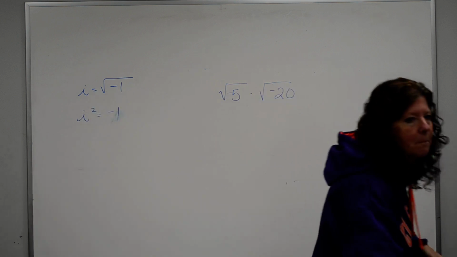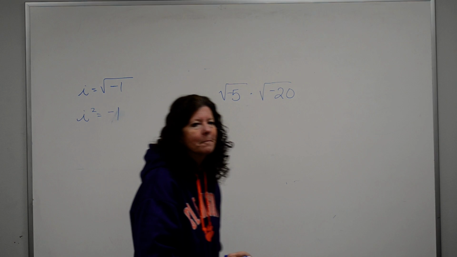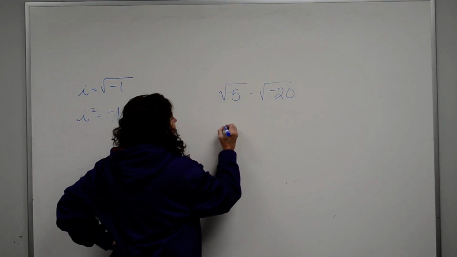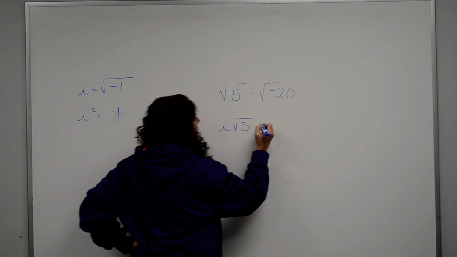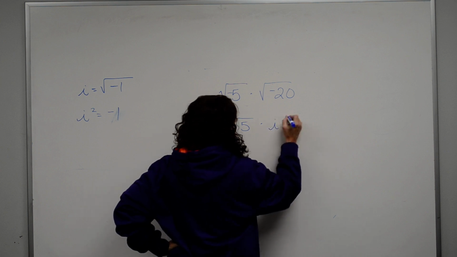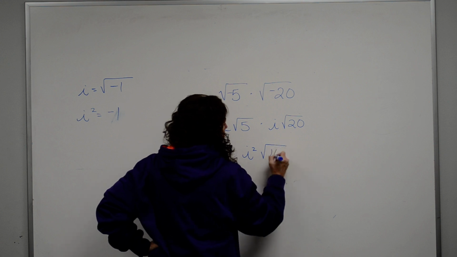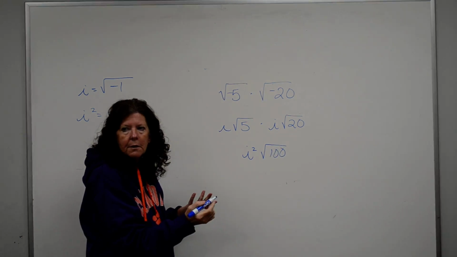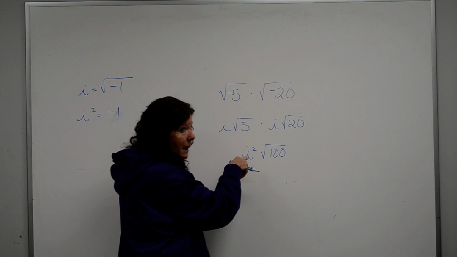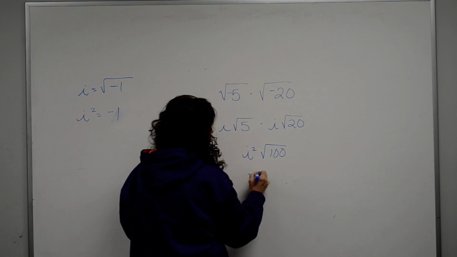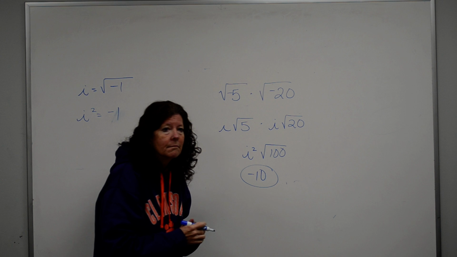Did you get negative 10? Vivian? Yeah. Because I'm pulling this out, okay? Then I've got i squared on the square root of 100. What's the square root of 100? 10. But i squared is negative 1, so that's negative 10.